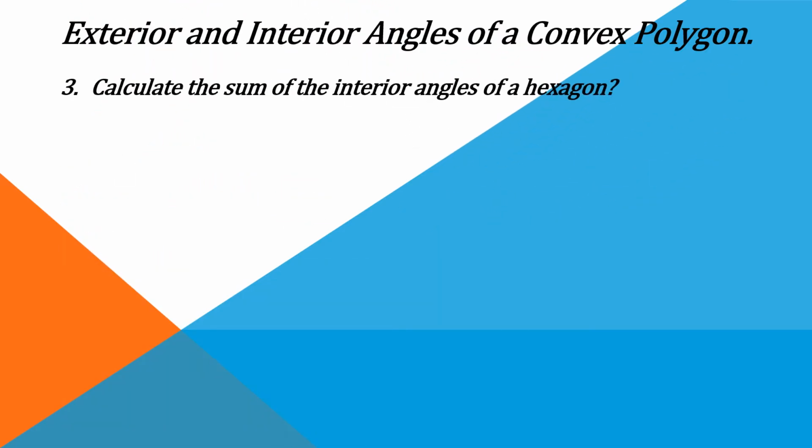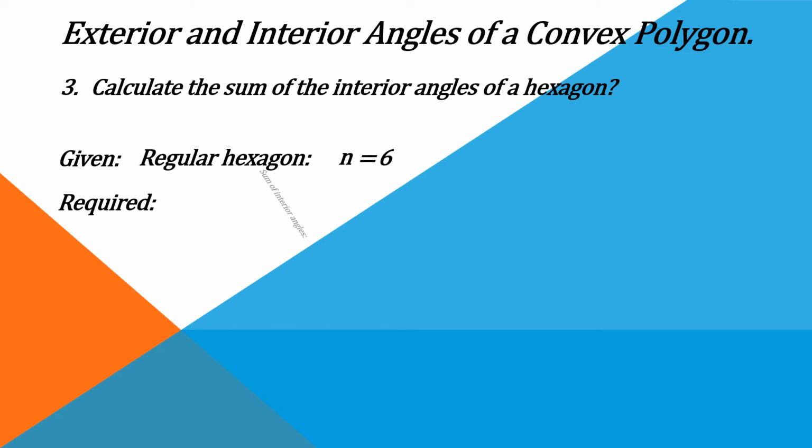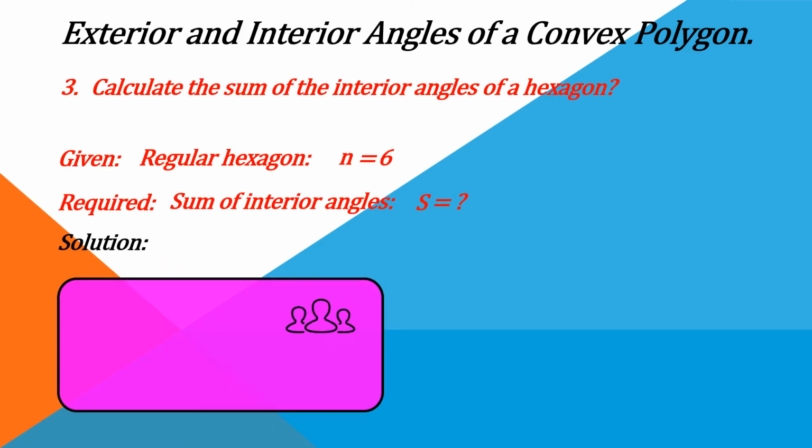Problem number 3. Calculate the sum of the interior angles of a hexagon. Now, in this problem, our polygon is a hexagon. A hexagon has 6 sides, 6 vertices, and 6 angles. As we are always doing in our problems, we take the given. Regular hexagon, number of sides is equal to 6, and required is the sum of interior angles, or S is equal to question mark.